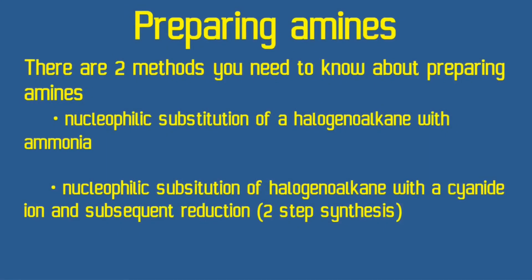So how do we make amines? Well, there are two main methods that we need to know about for making aliphatic, so just alkyl, amines. We've got nucleophilic substitution of a halogenoalkane, as I kind of alluded to in the last thing we looked at. Then also we've got nucleophilic substitution again, but this time it's of a cyanide ion on a halogenoalkane rather than ammonia. So these are two ways of getting there, but this second one is actually a two-step synthesis, so you've got to bear that in mind when we look at these.